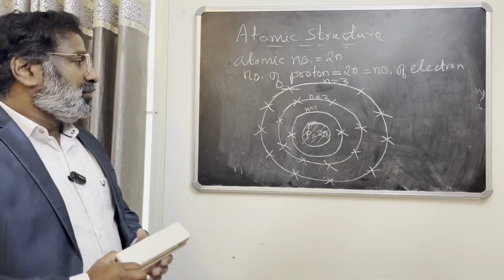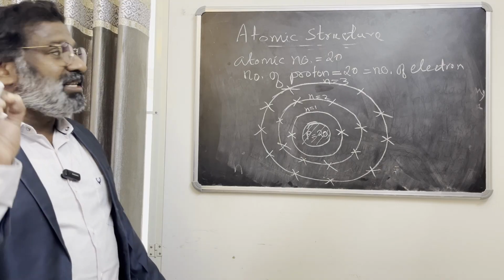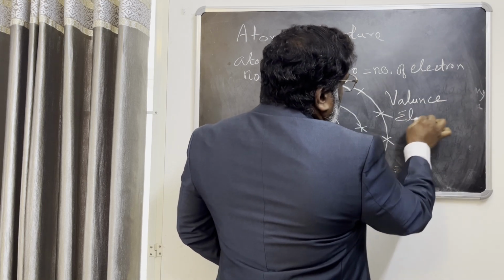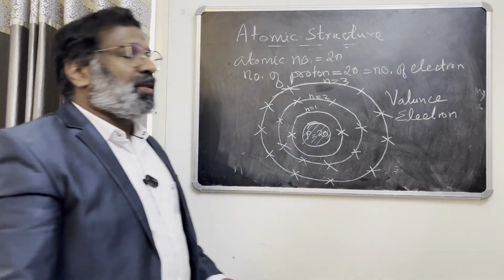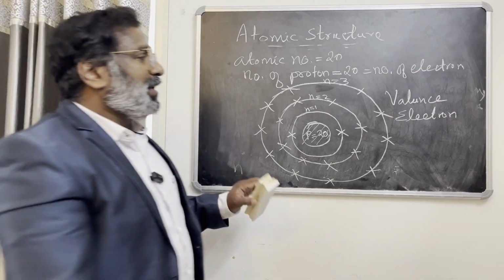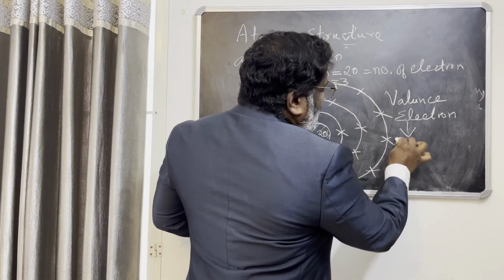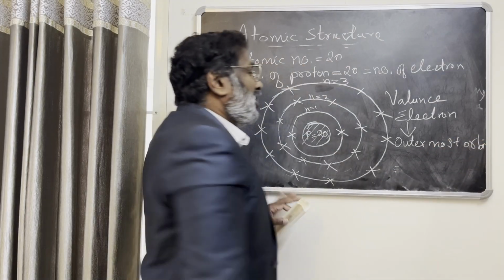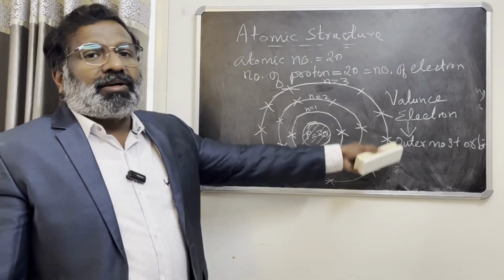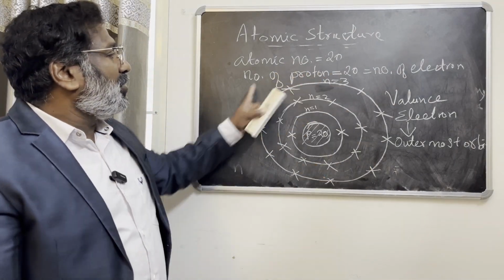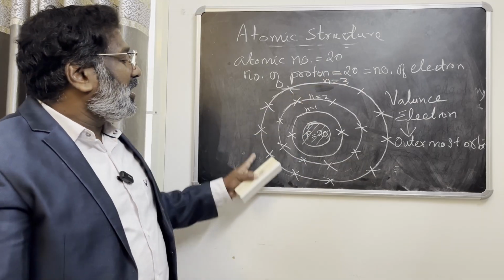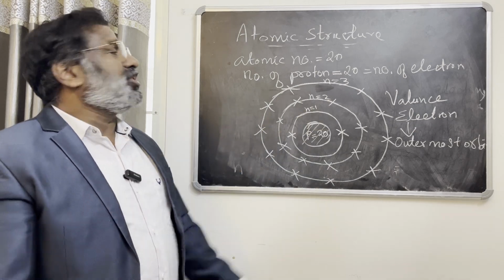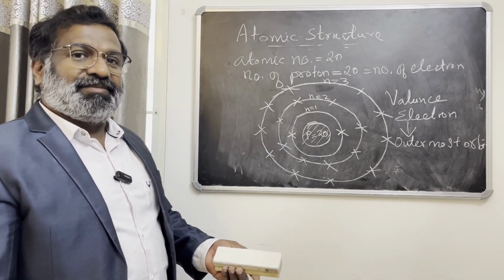Clear? And you should know one more thing, valence electrons. What do you mean by valence electrons? The electrons in the outermost orbit are called valence electrons. So in this atom, how many valence electrons are there? There are 10 valence electrons. The outermost orbit has 10 electrons. All these 10 electrons are called valence electrons. Is it clear?